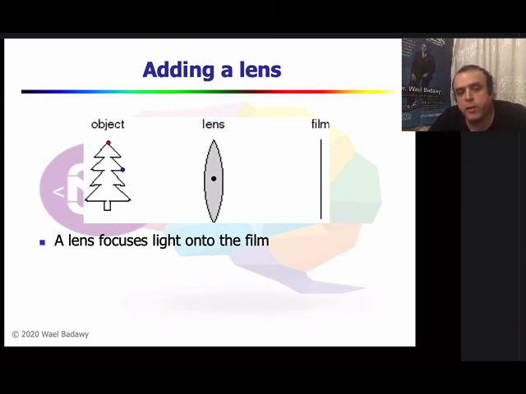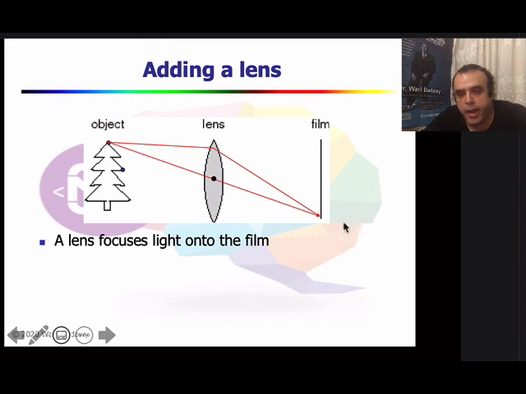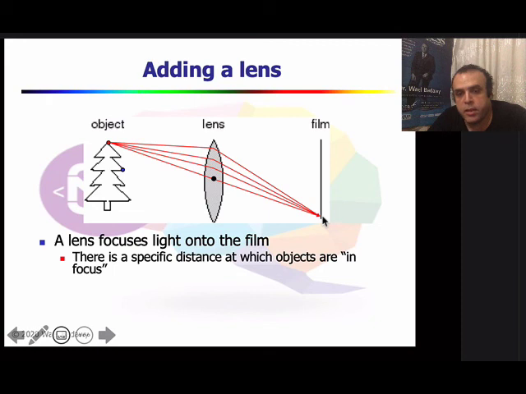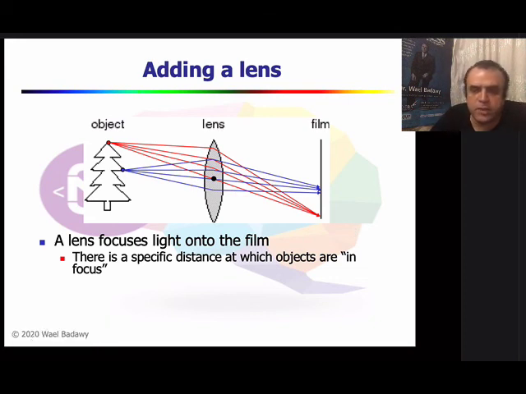So what will happen when you add a lens? When you add a lens, you will see that there is a deflection from the lens, which will focus the same point. Two different rays coming from the same point will be focused on the same location. So the lens will be used to focus all the points from the same location into the film area.